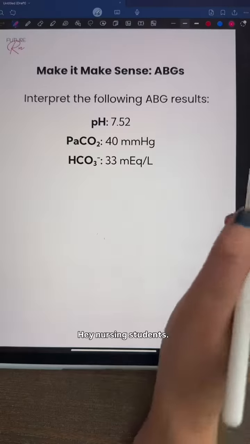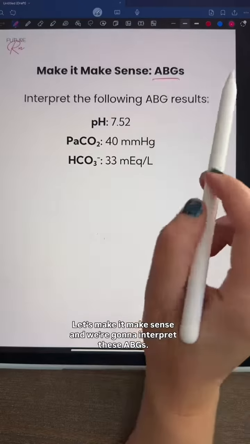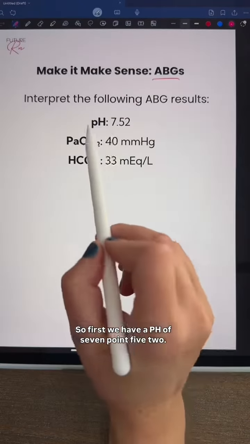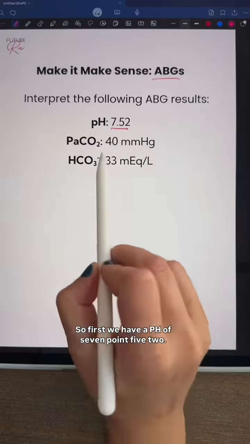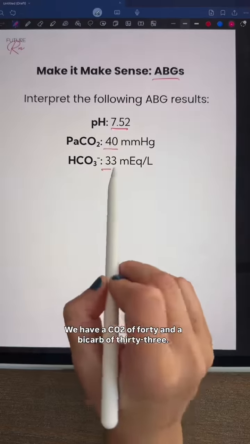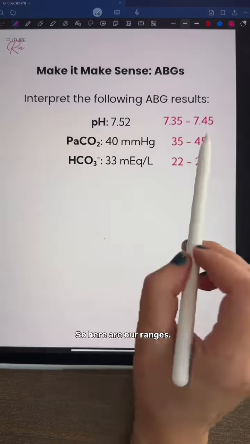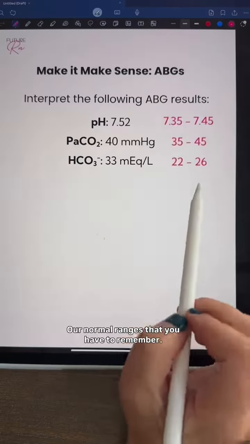Hey, nursing students, let's make it make sense, and we're going to interpret these ABGs. So first we have a pH of 7.52, a CO2 of 40, and a bicarb of 33. So here are our normal ranges that you have to remember.